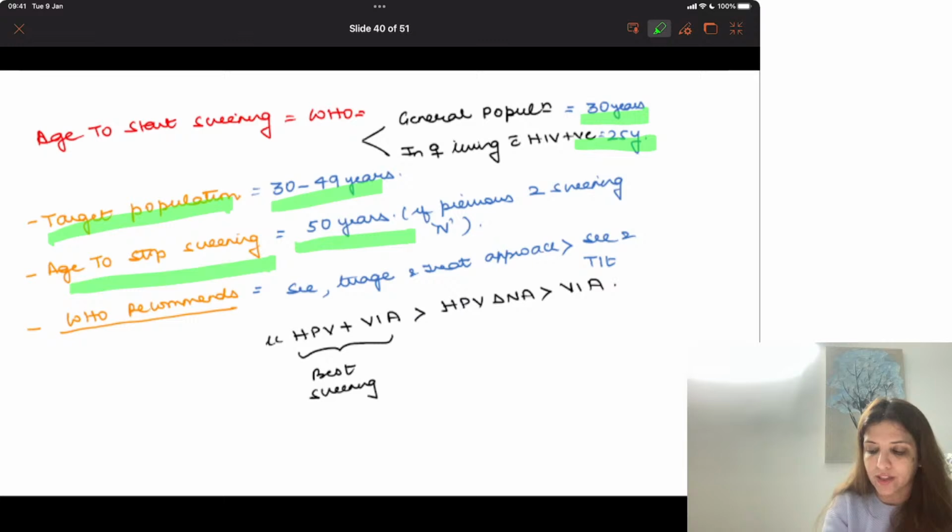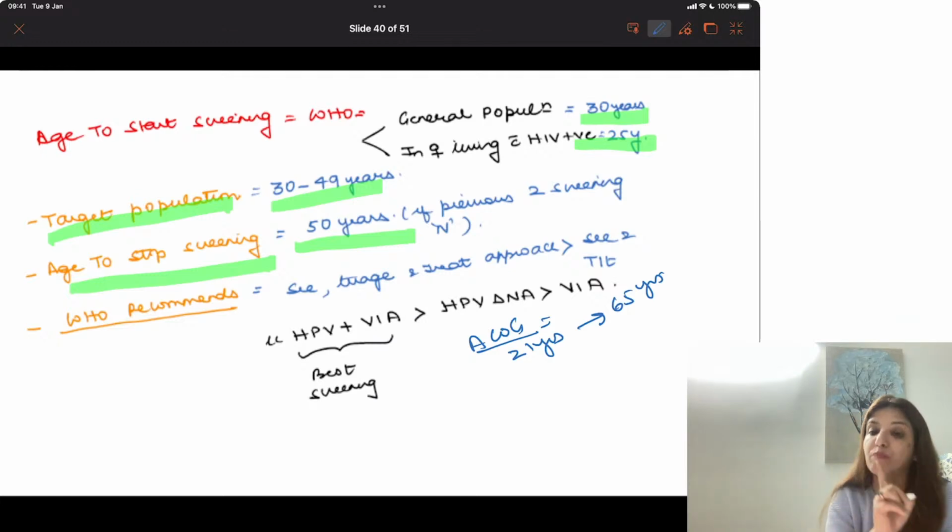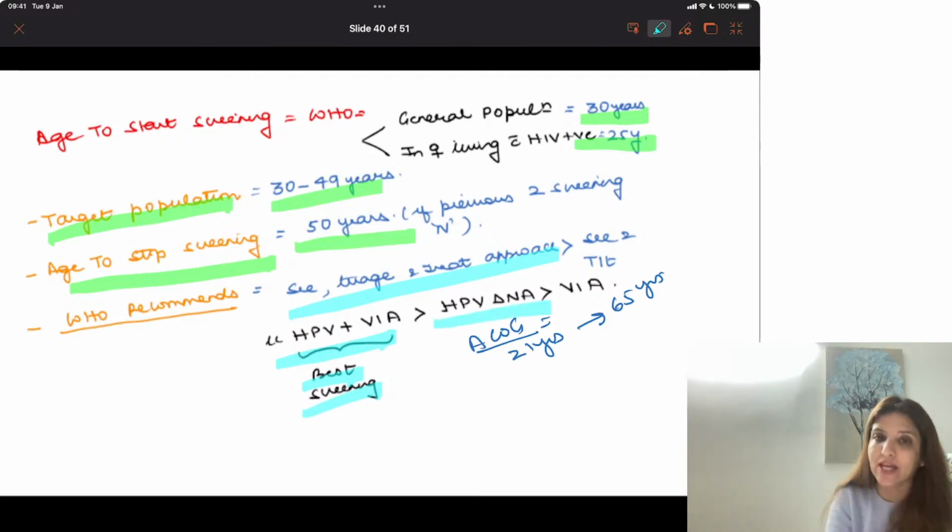According to ACOG, what we have been studying until now, screening began at 25 years and it ended at 65 years. But according to WHO, screening begins at 30 years and ends at 50 years. The target population is 30 to 49 years. According to WHO, the see, triage and treat approach is better than the see and treat approach, and that is why the best screening test is HPV plus VIA. If HPV plus VIA is not given in the options, then only HPV, and if only HPV DNA is not given, then VIA. Clear to all of you?